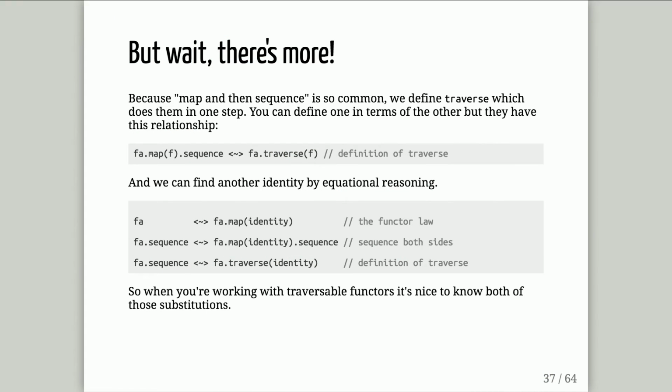The definition of traverse tells you that map f followed by sequence is the same thing as traverse. That's just by definition. And from that we can use equational reasoning to find another identity. fa is the same thing as fa map identity, which is the functor law. We'll just sequence both sides of that, so that has to be the same. But we know map identity followed by sequence is the same thing as traverse identity. So we now know that fa.sequence is the same thing as fa traverse identity.